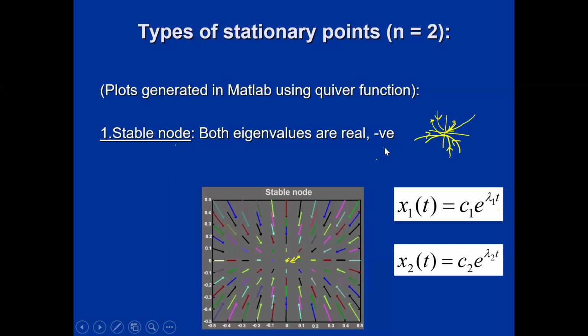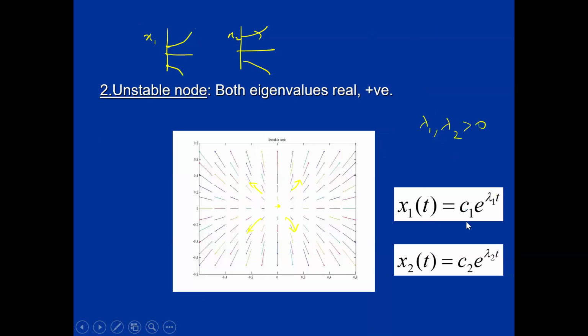Now, again, take the eigenvalues to be real, but positive. Then you see that x1(t) is given by c1 e to the power lambda 1 t. Lambda 1 is positive, which means the exponent will blow up at infinity. So x1, x2 will go off to infinity, which means they move away from the origin. When you are at the origin, you stay there forever. But if you get perturbed off the origin a little bit, then you keep moving away from the origin and go off to infinity. So this kind of point is an unstable point. Since the eigenvalues are real, it's called an unstable node.